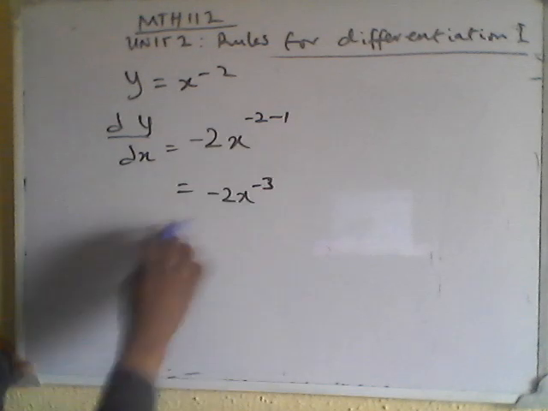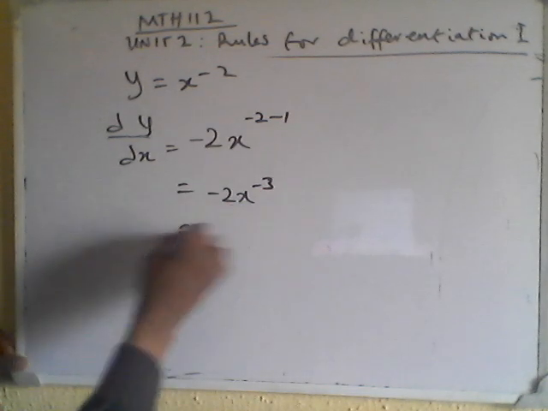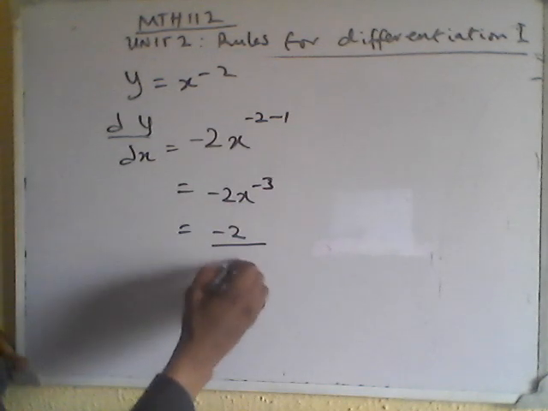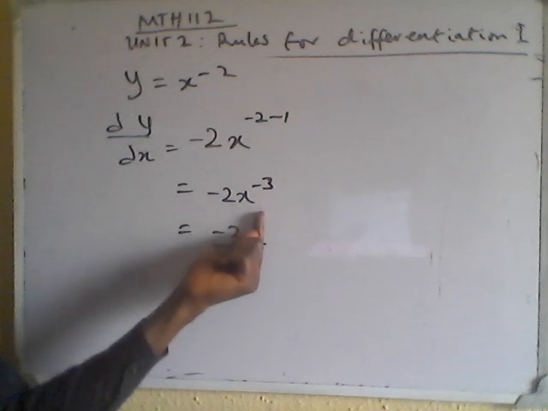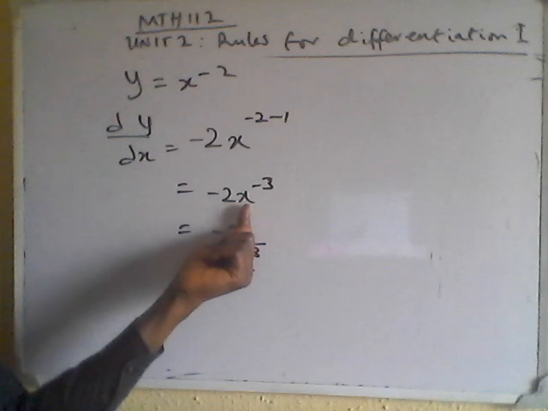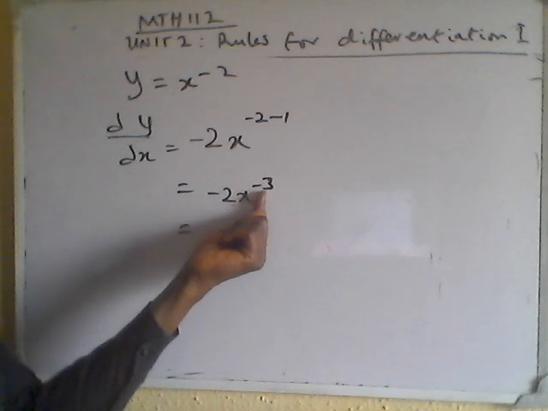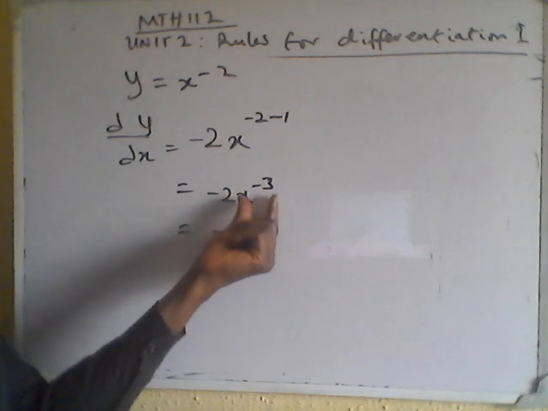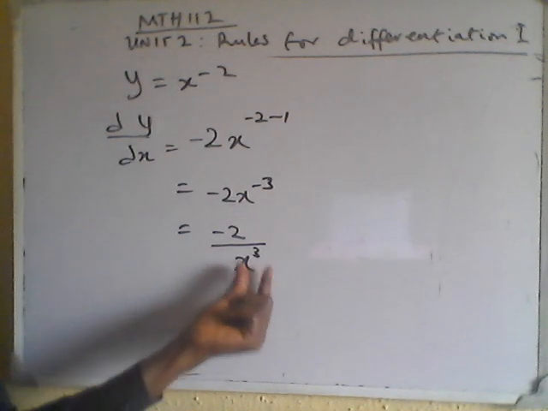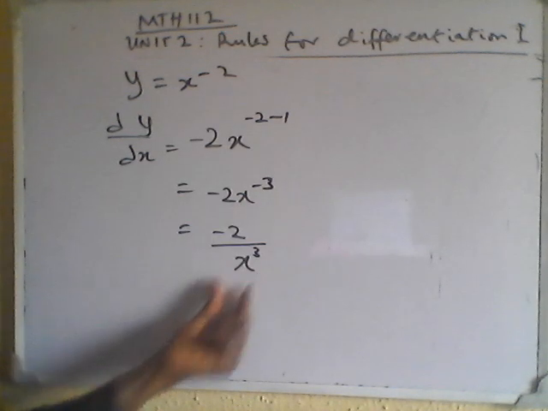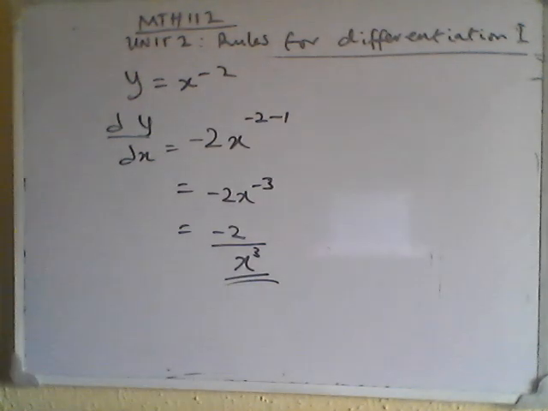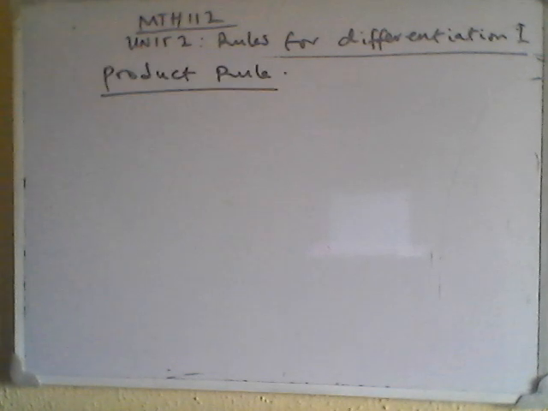But you know that you can also write this in this form, minus 2 all over x to the power 3. Why? Because the law of indices says that if I have the power of the variable as a negative number, that whole variable and the power will go to the denominator and the negative will disappear. So this is just the law of indices, right? So this is the answer for this particular question. So we'll go on to product rule.